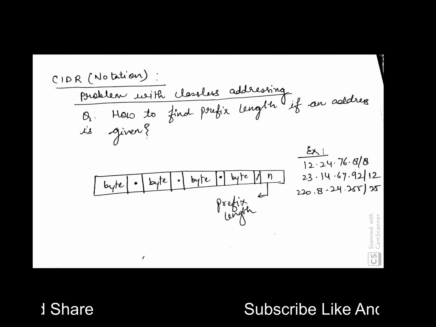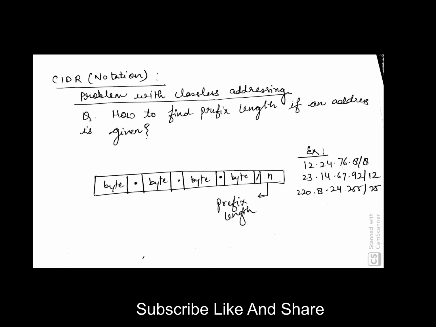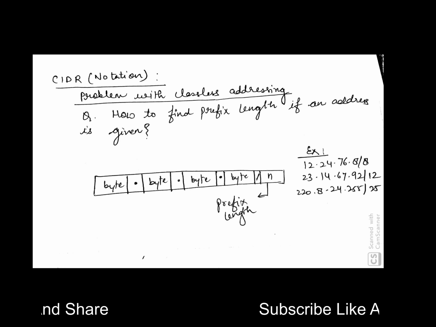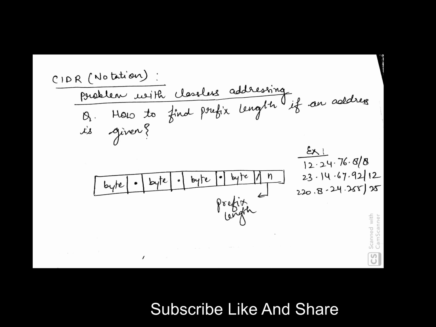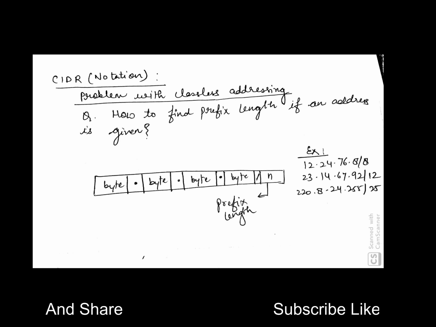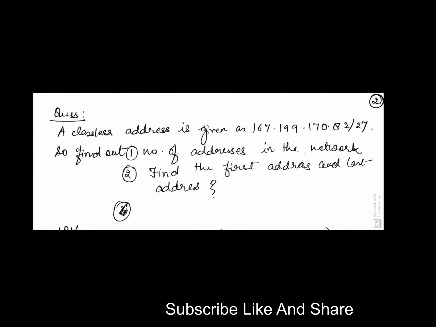So concentrate, students: the size of the network is inversely proportional to the length of the prefix. In classful addressing we use a different phenomenon, but in classless addressing the size of the network is inversely proportional to the length of the prefix. For example, a small prefix means a larger network; here n is equal to 8, so it is a larger network. A large prefix means a smaller network. So this is the smaller network. We need to emphasize that the idea of classless addressing can easily be applied to classful addresses. Okay, so let's do the example first.